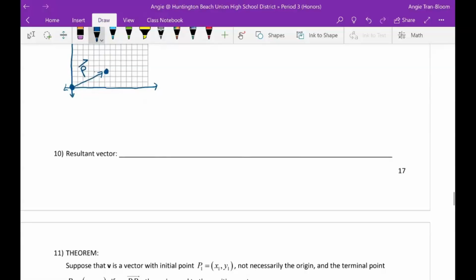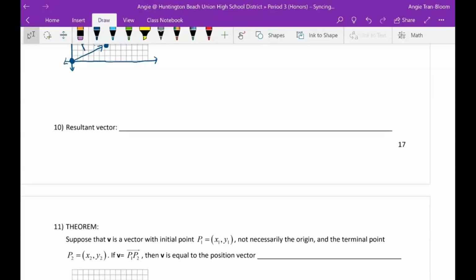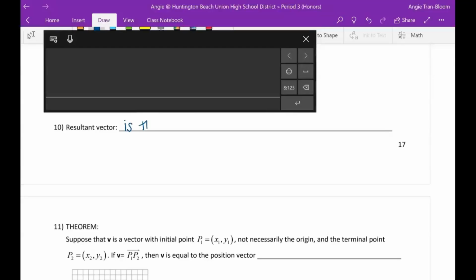All right, resultant vector. Because later we will be solving applications and it's going to ask for the resultant vector. So the resultant vector is the combination of two or more vectors.